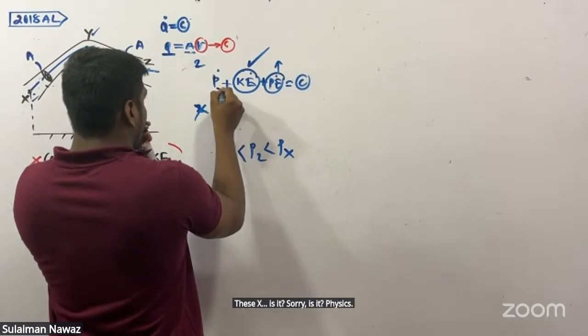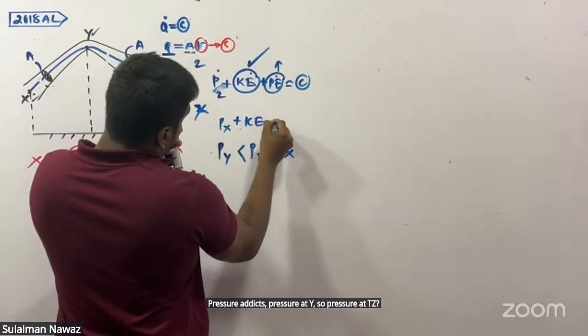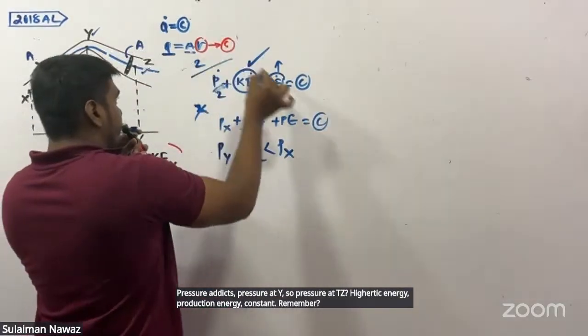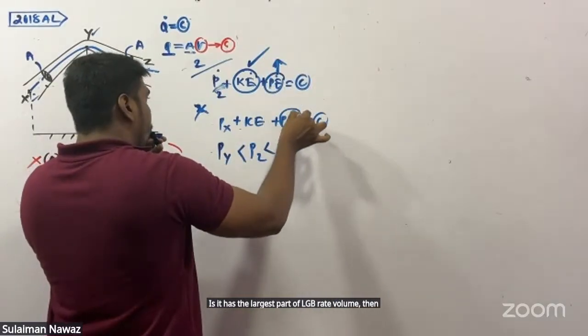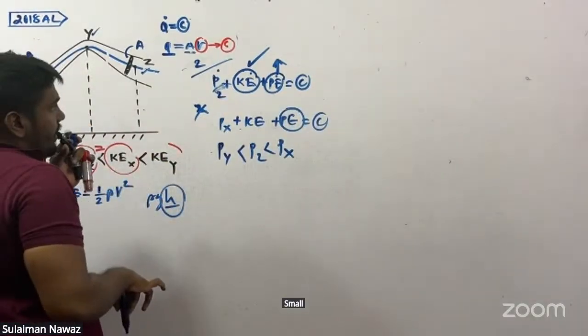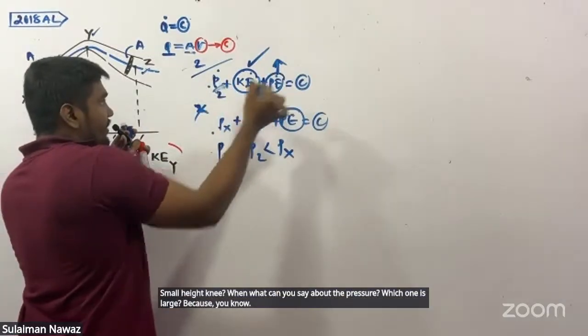Pressure at X, pressure at Y, sorry, pressure at Z, kinetic energy, potential energy, constant. Remember, Z has the largest potential energy per unit volume, then X has the smaller potential energy per unit volume, at a small height. Then what can you say about the pressure? Which one has a large? Because we know the summation must be constant.